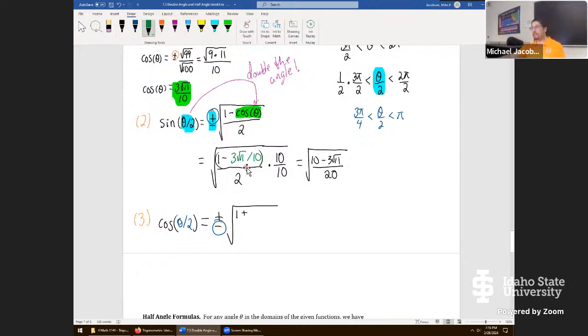cosine theta, but we know that that's a 3 root 11 tenths, divide by 2. So the only thing I've done here is I've taken the negative sign and converted it to a positive sign because we're using the cosine half angle formula. We reduce it the same way by multiplying 10 over 10. And then it comes out as pretty much the same answer, just 10 plus 3 root 11 over 20.